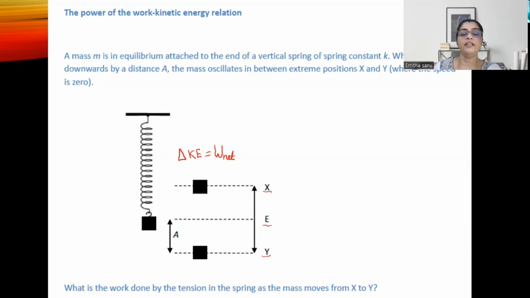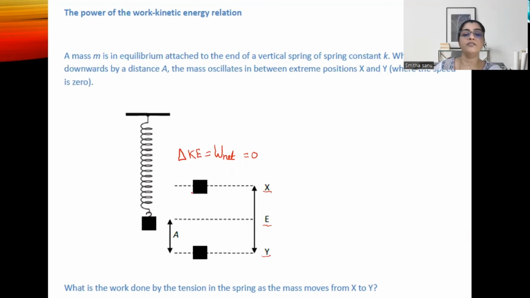And we can very clearly see that kinetic energy is the same at both the positions, at the mean position. So change in kinetic energy is equal to 0. So if I tell that change in kinetic energy is 0, then can I also tell that net work done is also 0? Now let's see what the net work done is.